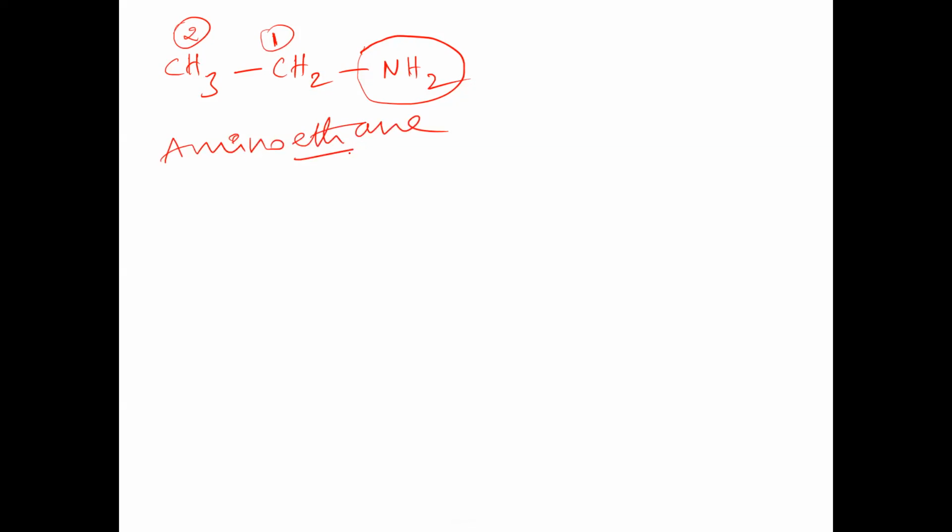So it is root word ane, and amino is what? Prefix. Should we write like this here? It is the common name. In the common name, prefix, suffix, all these things we don't take. Simply we say amino ethane. That's all. Remember, this is the common name.